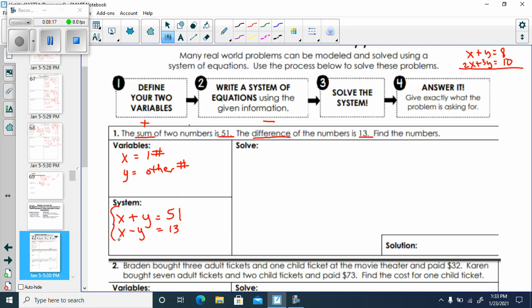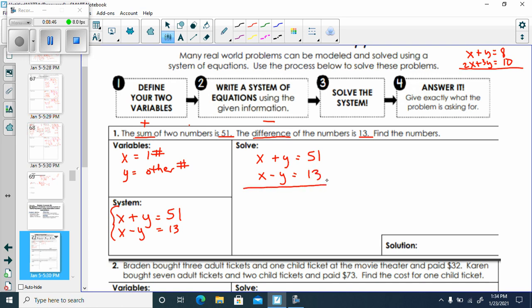A system of equations, when we're talking about the linear equations, that's two linear equations, right? We're going to solve together. We're going to get rid of one of the variables somehow and solve for the other. Then we can plug it in if we need to find the first. Okay, so they want me to solve this. Let's write it down. X plus y is equal to 51. X minus y is equal to 13.